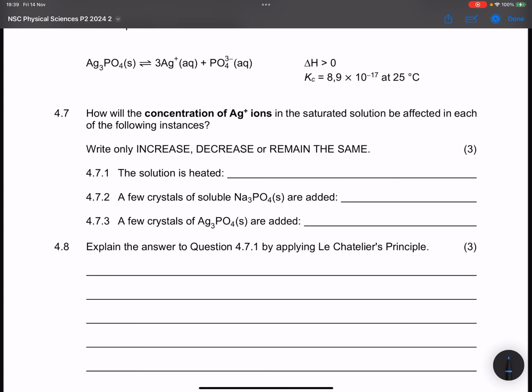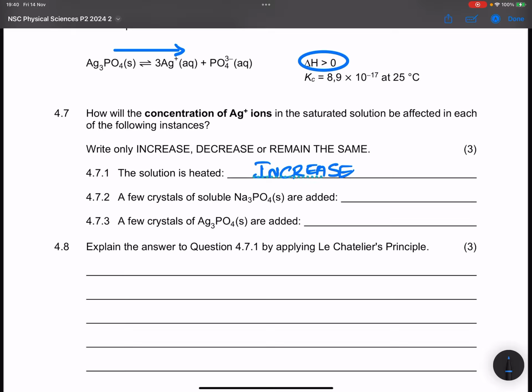Now they say to us, how will the concentration of silver ions in the saturated solution be affected in each of the following instances? Right, they say write down only increase, decrease, or remain the same. Now they say if the solution is heated. Now notice this is an endothermic reaction, so if we increase the temperature, we're going to favor the forward reaction, right? So in that case, it means if we heat the solution, we're going to end up with an increased number of silver ions. So we will say increase there.